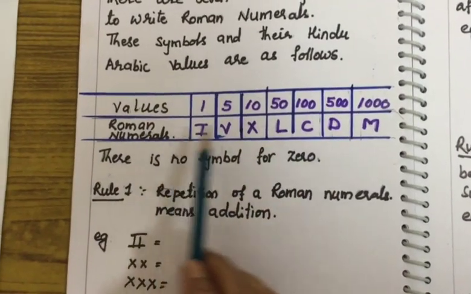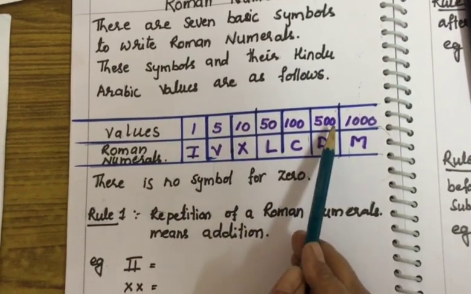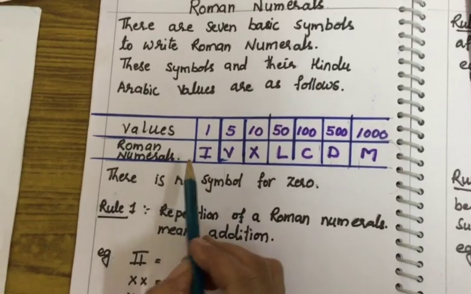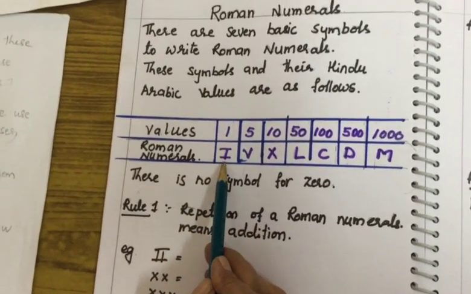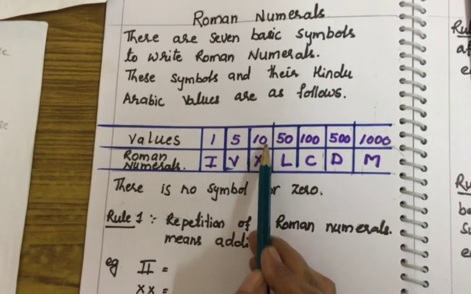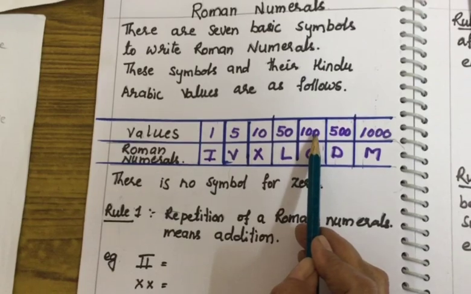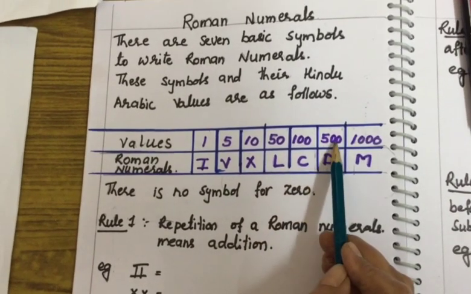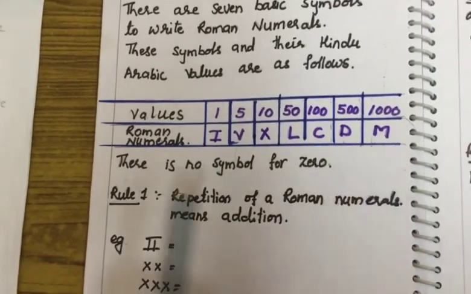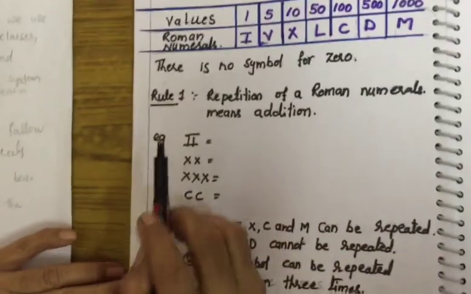I'll show you a table, children. These are our Hindu Arabic numbers, and these are Roman numerals, the symbols. For 1, they use I. For 5, V. For 10, X. For 50, L. 100, C. 500, D. 1000, M. There is no symbol for 0.